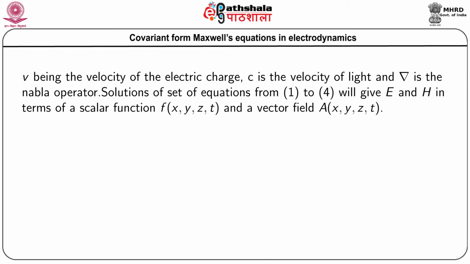Now, actually these Maxwell's equations are the relation between the electric field, the magnetic field and the velocity of light. These are the system of 4 differential equations, rather partial differential equations, and the solutions of this set of equations from 1 to 4 will give E and H in terms of a scalar function f(x,y,z,t) and a vector field A(x,y,z,t), because we are in 4 dimensions. So, the solutions will have the functions of 4 variables x, y, z and t.